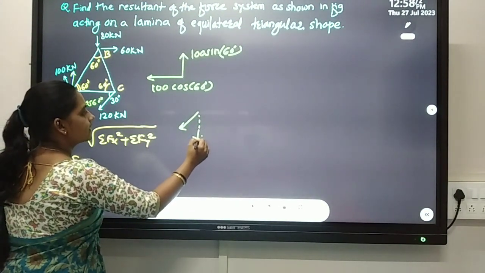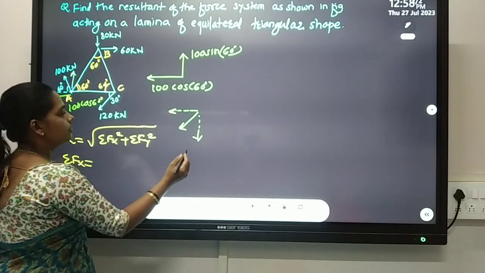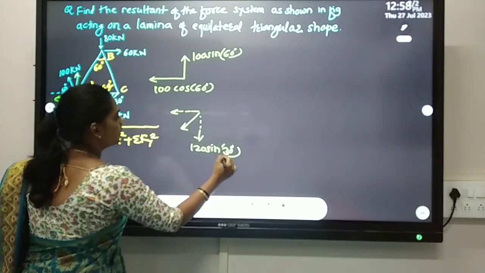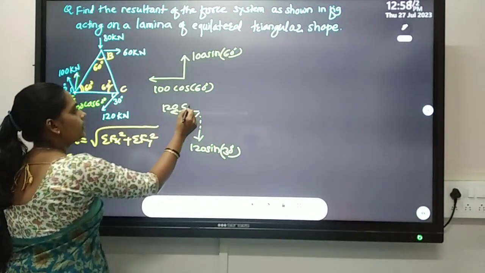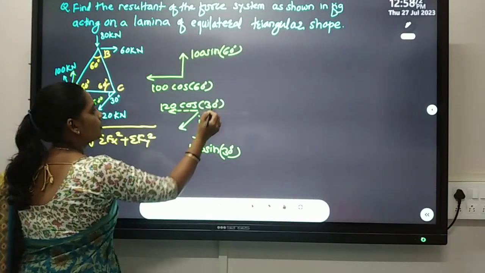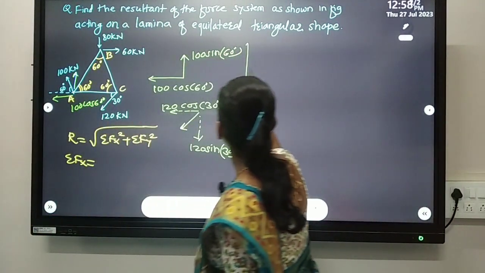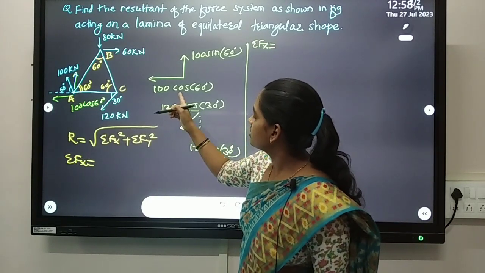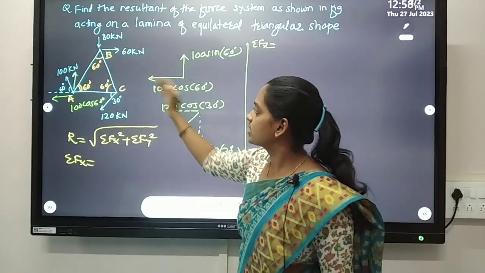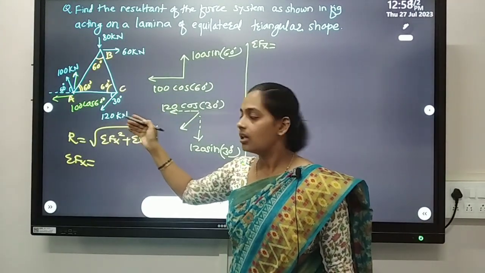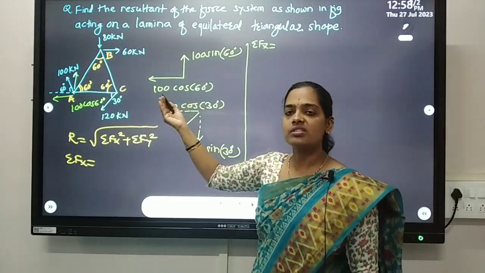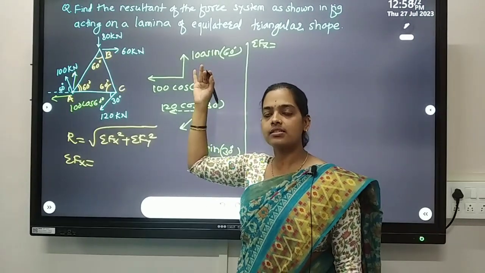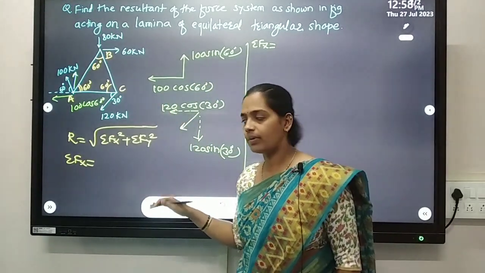The resolutions are like this, is it? This is 120 sin of 30 degree and this is 120 cos of 30 degree. Okay. Now, just calculate summation f of x. Summation f of x is equal to, since this 100 cos of 60 is going towards the left hand side, consider it as minus, and any forces going towards the right hand side are considered plus. All the forces going upside are considered plus and bottom as minus.